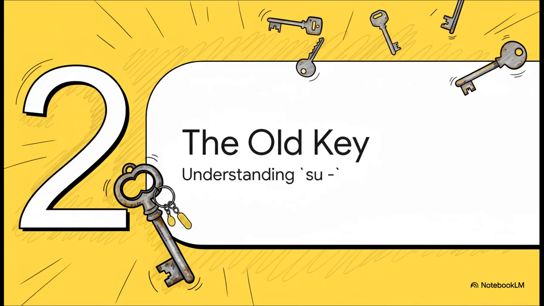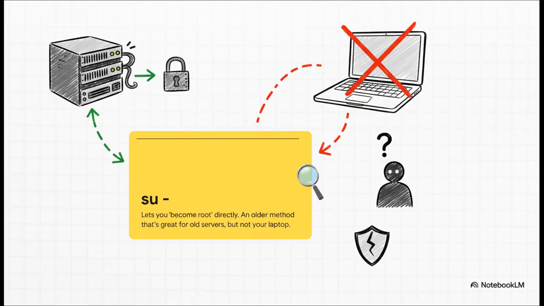Okay, so we've met our 3 keys. Let's start by taking a much closer look at that first one, the old key, su -. We're going to figure out what it does, and more importantly, why it's probably not the one you want on your keychain for everyday use. So, what's su - all about? It basically lets you substitute user and just become root, straight up. It's simple, it works, and you'll see it a lot on older servers.